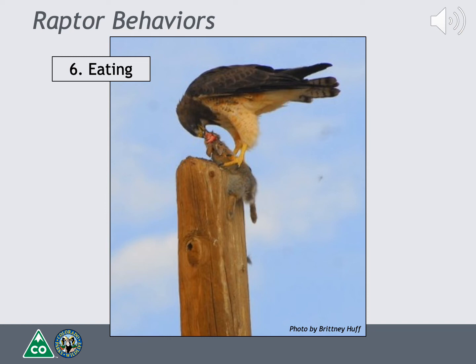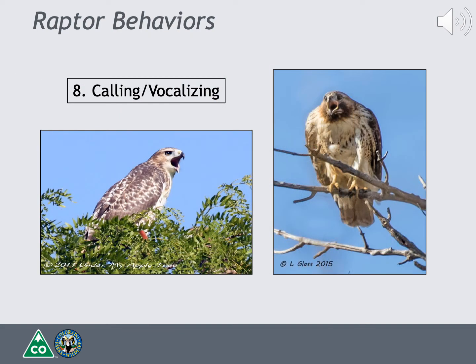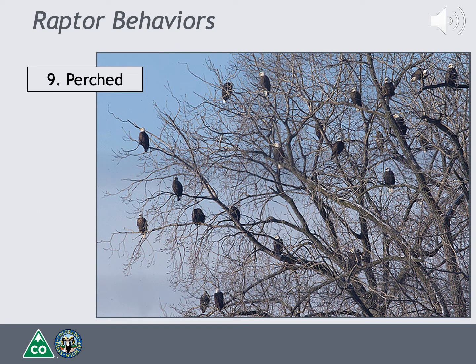Eating, a raptor feeding itself. Disturbed or flushed. A raptor leaves abruptly when agitated. The source of the agitation could be human-caused or from other raptors or animals. Calling or vocalizing. Perched. Raptors observed perched on anything that isn't the ground or ice, for example, a branch, a light pole, or a rock outcrop.